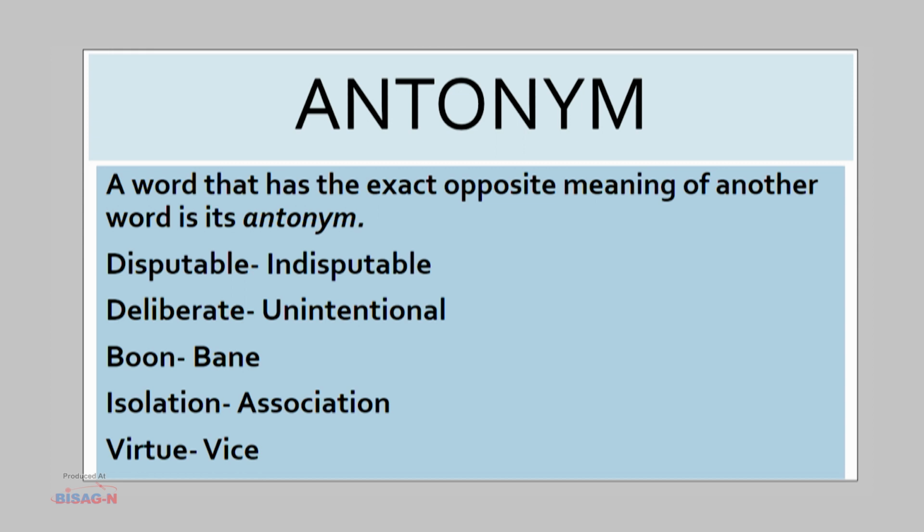Boon is like a merit of something, and bane stands for the demerit of something, when something negative is coming. Isolation: when you are living separated from each other, that is called isolation. And when you are living together in a group, that is association. Virtue: if you are talking about a good quality of something, that is virtue. And if you are talking about the bad qualities of something, that is known as vice. Virtue and vices. You might be aware.